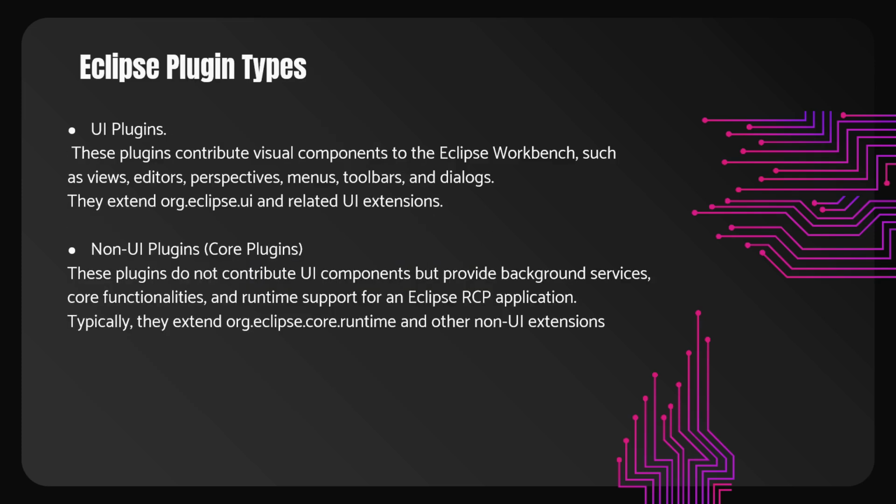And Eclipse plugin types. Mainly Eclipse plugins are of two types. One contributes to the UI, and one does not contribute to the UI, which is considered a core plugin. UI plugins will have all the UI components like buttons, radio buttons, text fields, all the parts of HTML forms, and some views, perspectives. Whereas the core plugins will only contain the business logic and some APIs that support the UI.